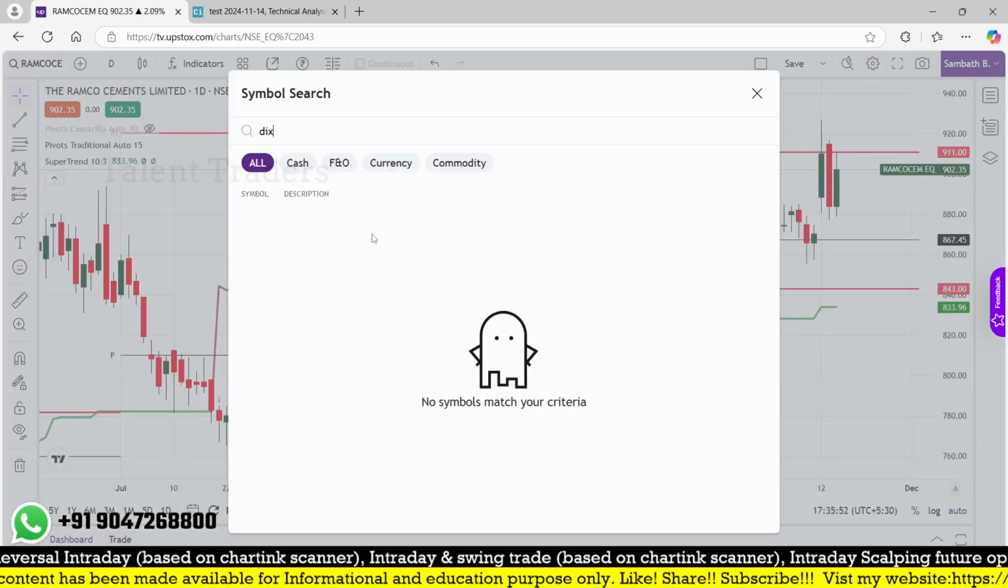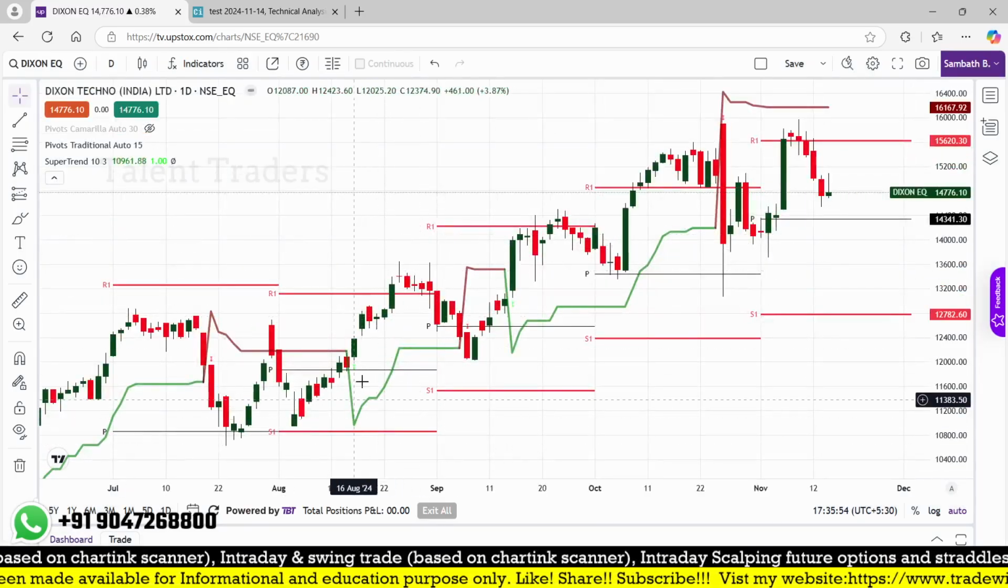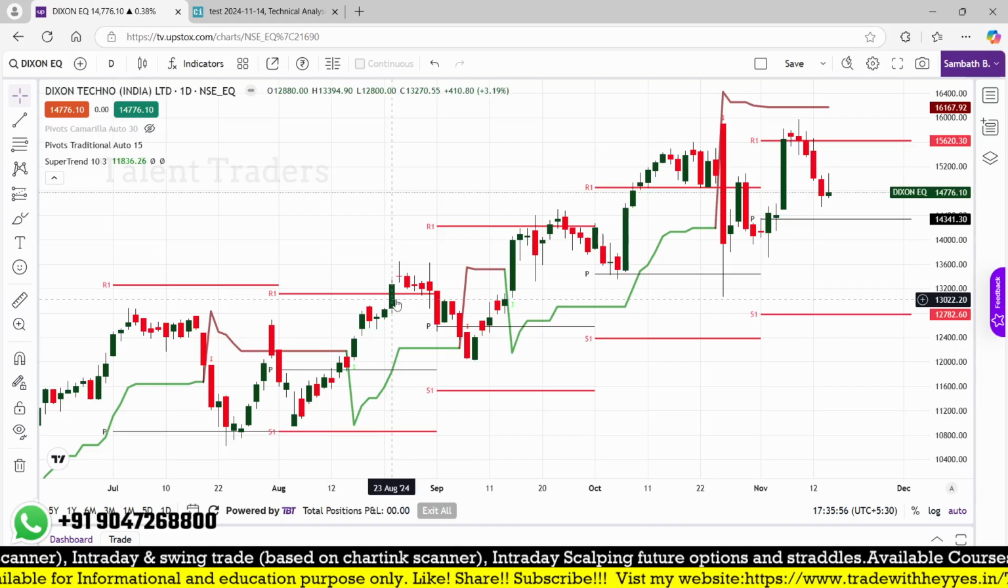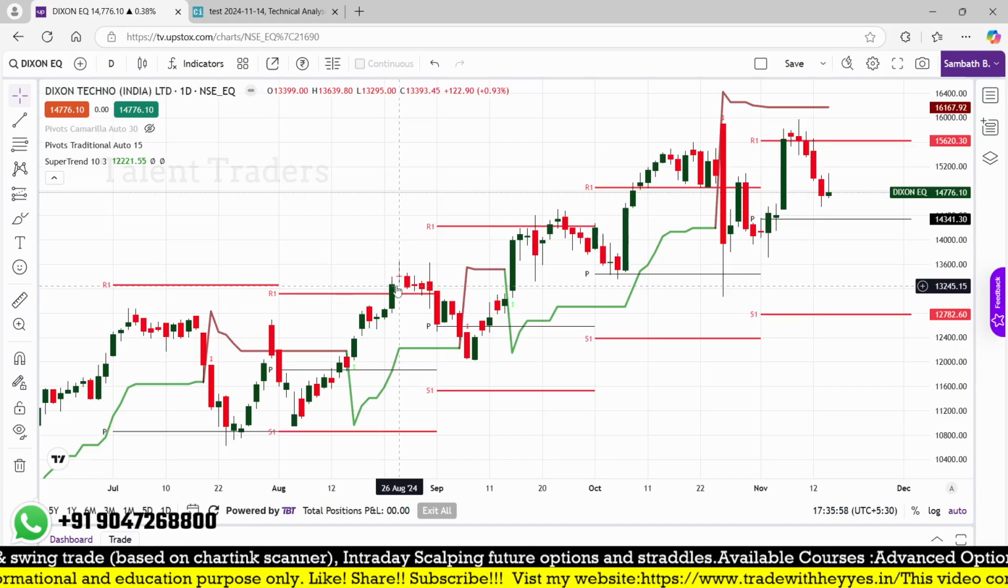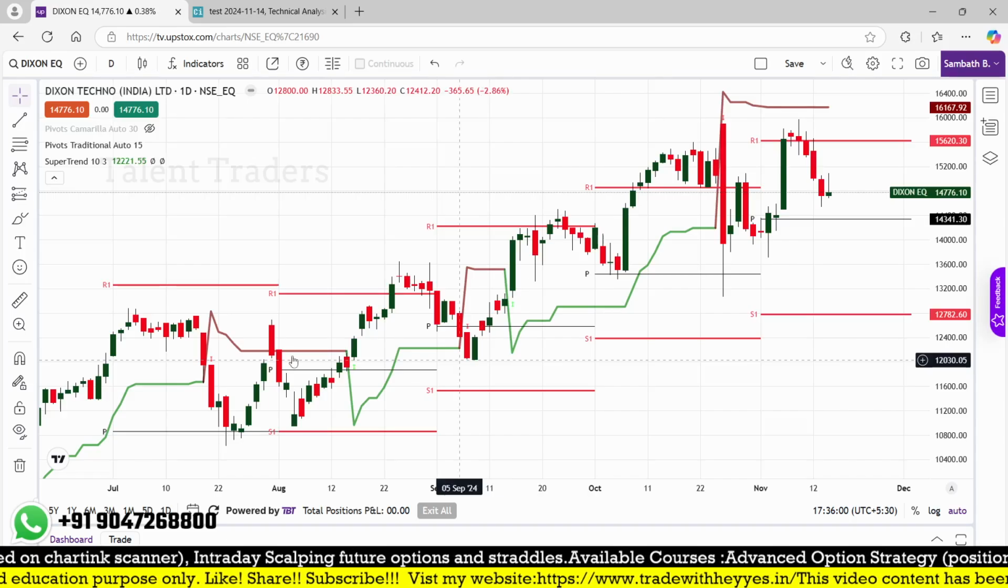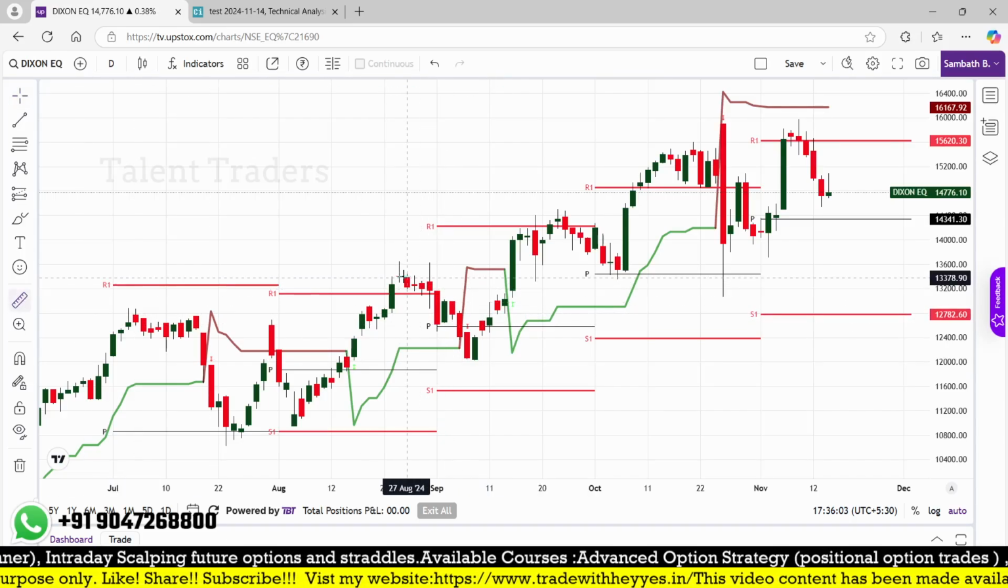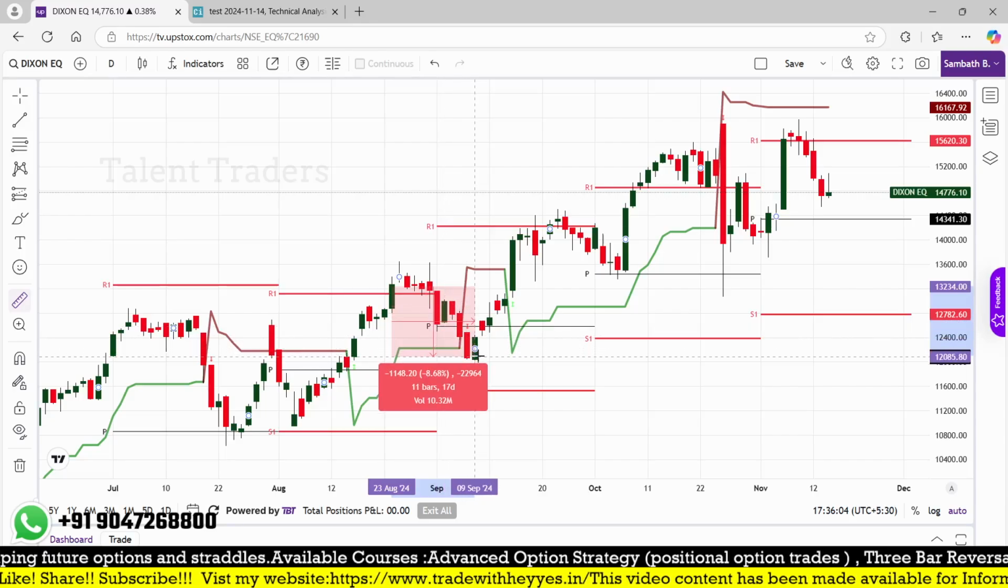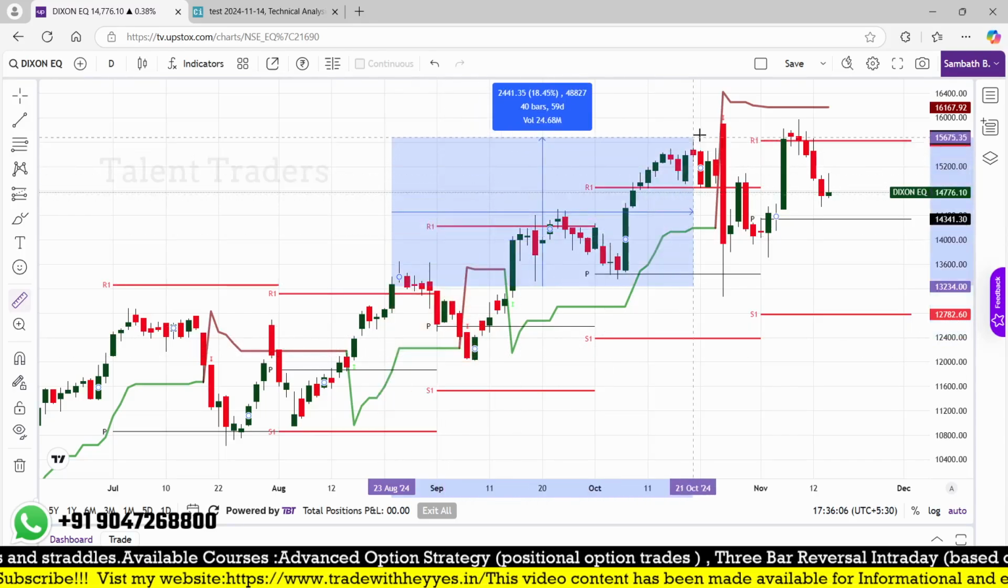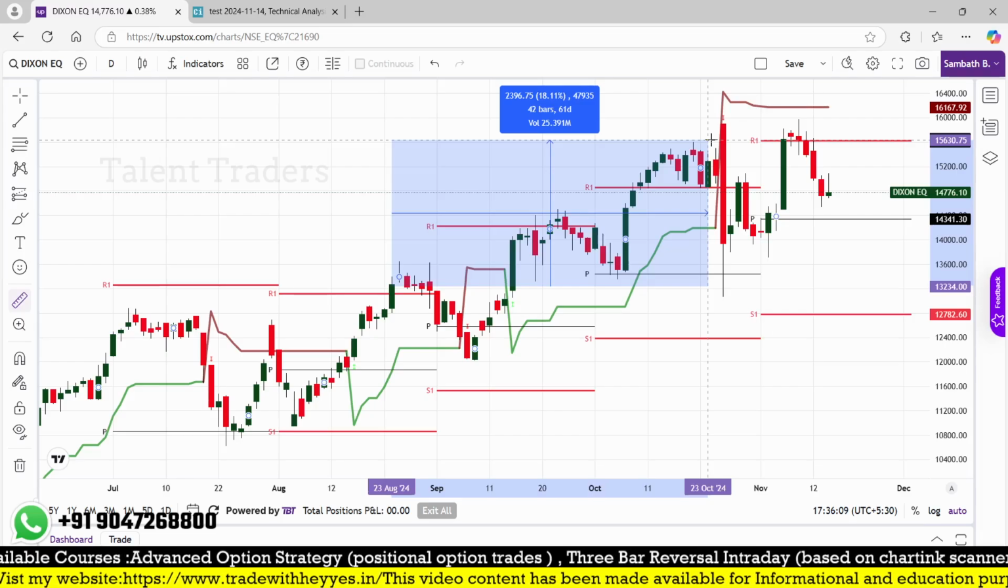Let me check. So Dixon, August 23rd. This is what happened on August 23rd from that point. It went from 13,200 and came down to 12,000. The losses also came, but the super trend change turning into red was also 8% down.